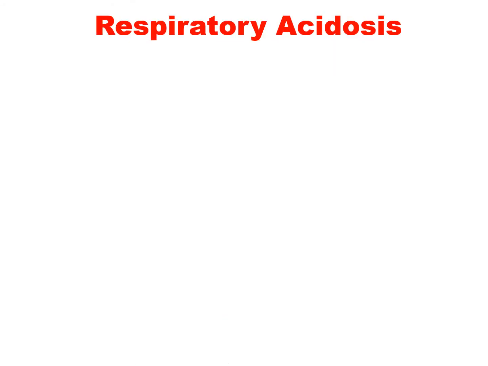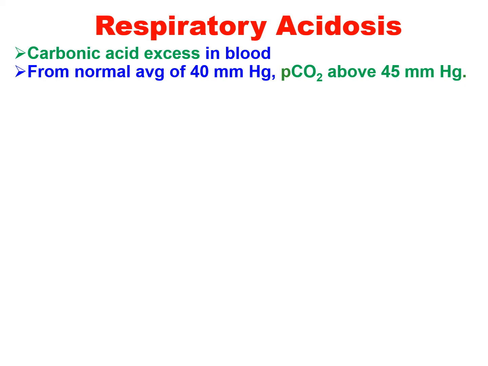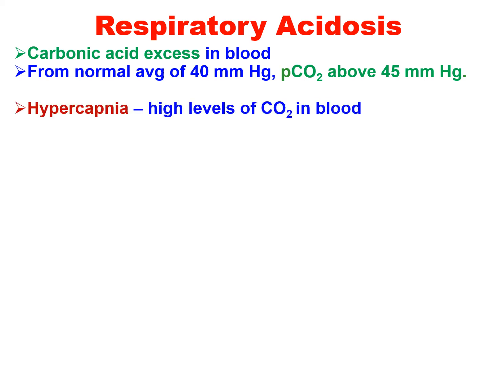Let's get to respiratory acidosis. Respiratory acidosis is caused by a carbonic acid excess in the blood. Carbonic acid, we know, is measured in terms of PCO2. The normal range of PCO2 in blood is between 35 to 45 mmHg and the average stands at 40 mmHg. The excess of PCO2 characterized in respiratory acidosis is above 45 mmHg. It is also known as hypercapnia.